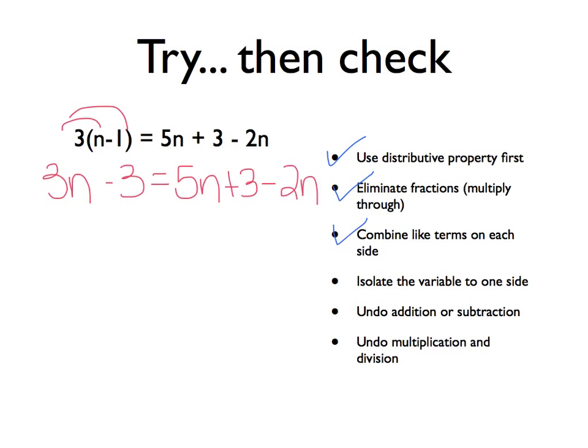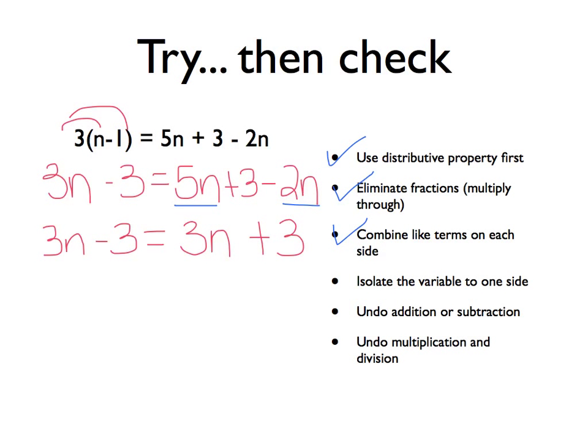Let's look for our like terms. On the left, 3n and -3. No. On the right, I have 5n and -2n. So let's go ahead and combine those. The left stays the same as 3n minus 3, and the right becomes, let's see, 5n minus 2n, which is 3n plus 3.